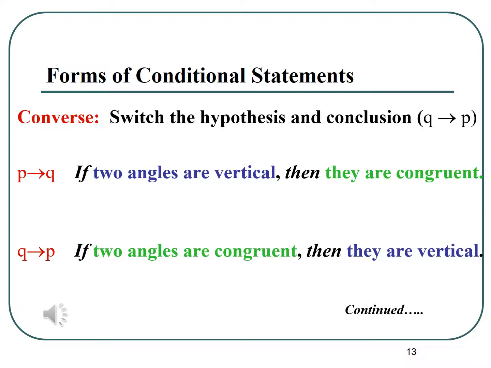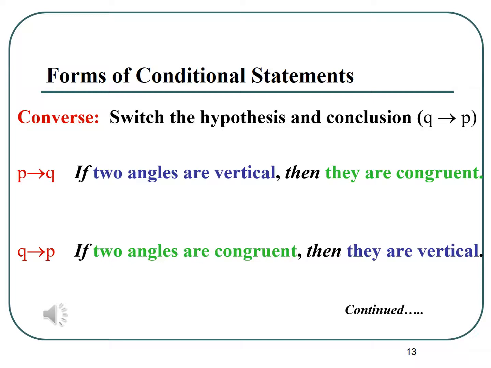So let's start with one of the examples we've been working through. If P is two angles are vertical and Q is they are congruent, if P then Q would translate in English to if two angles are vertical, then they are congruent. Well, what about Q implies P? That would become if two angles are congruent, then they are vertical. Now, the conditional statement is definitely true.